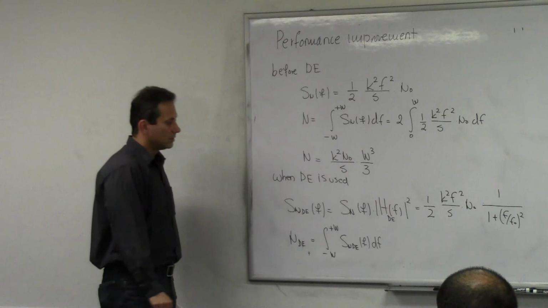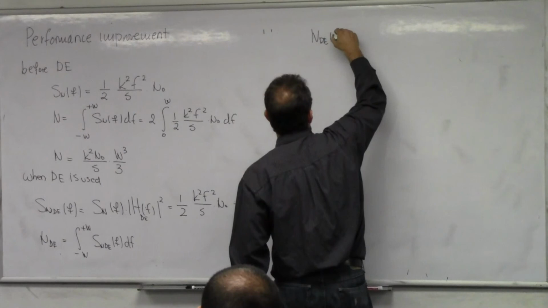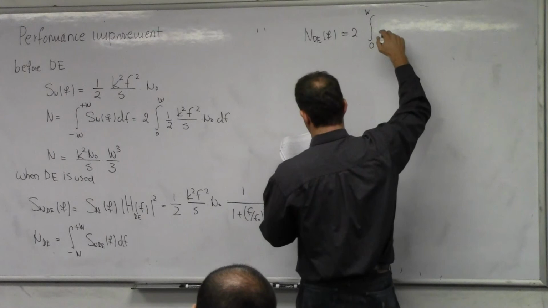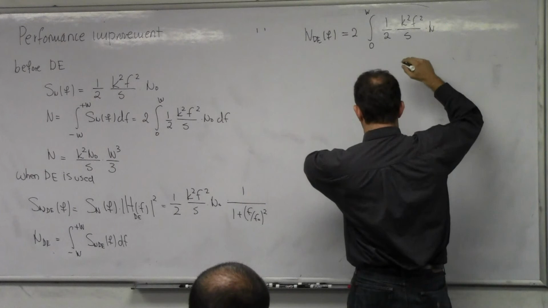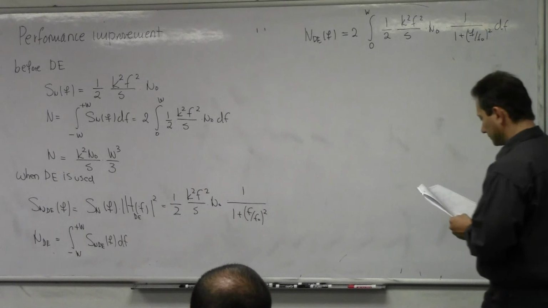In this particular case, for noise de-emphasized of f, I'm going to say this is 2 times, and I'm going to integrate from 0 to W. And then I'm going to put this thing downstairs. So this becomes 1/2 times k squared times f squared over S times N0 times 1 over 1 plus f over f0 squared df. So that's what needs to be integrated.